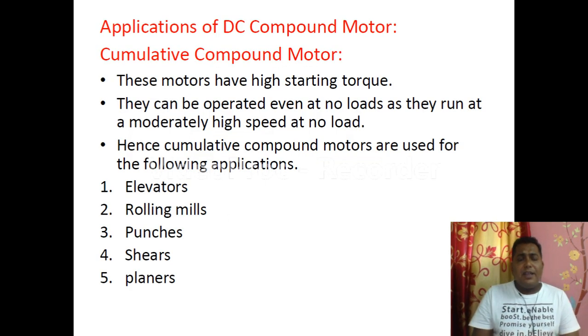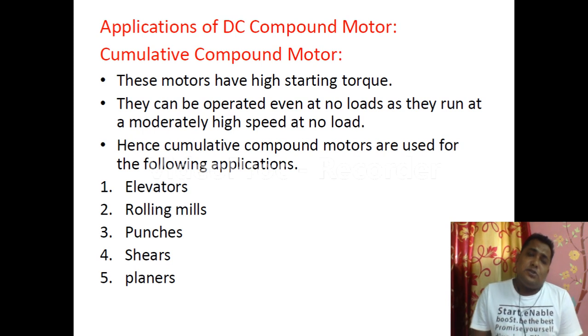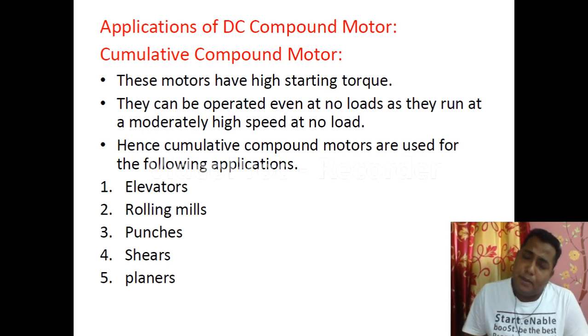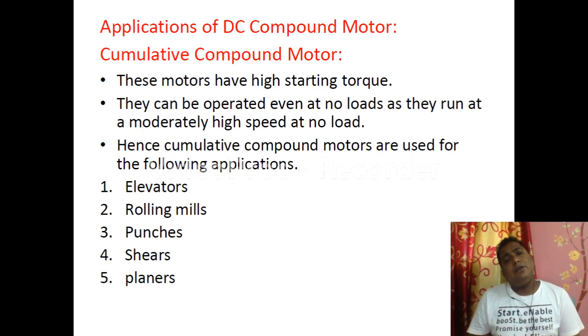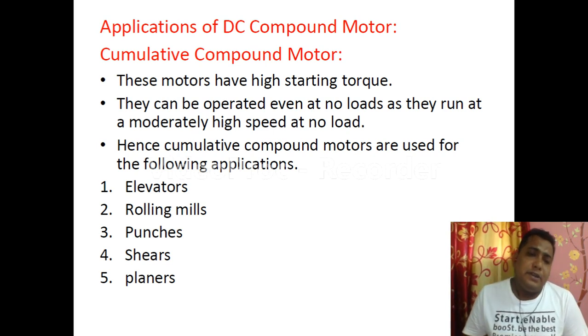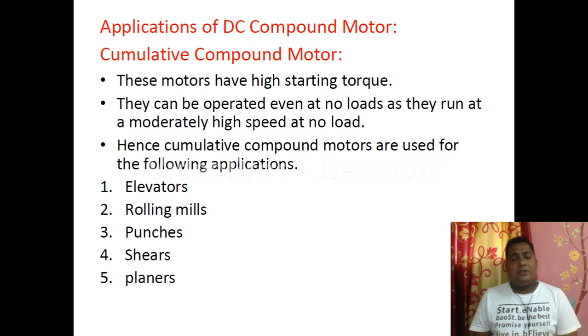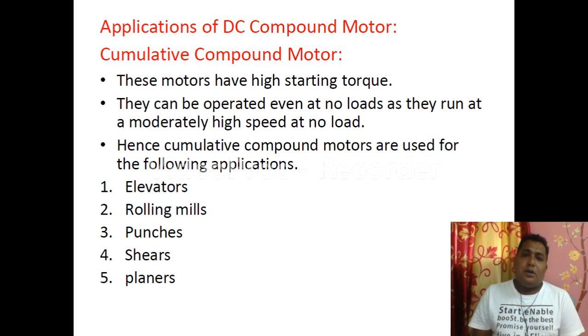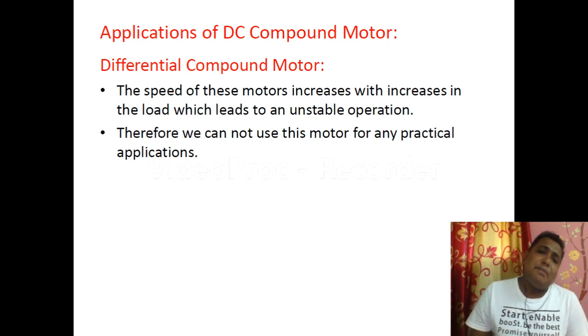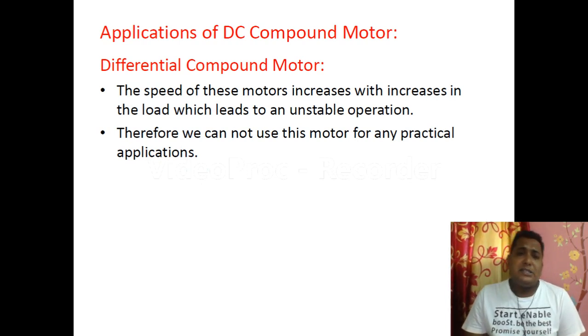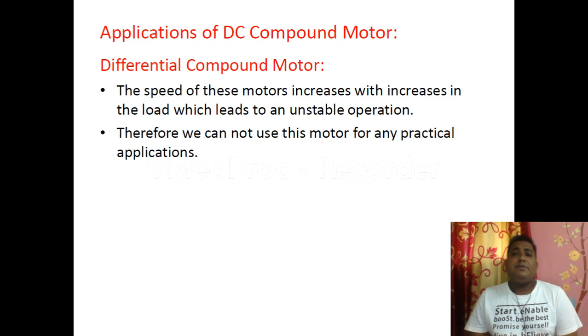Okay, so now this is the application. As you can understand, it has both properties, so it is applicable where we need both properties: elevators, rolling mills, punches, shears, planers. These are the applications of compound motors. Differentially compound motors have some other issues. The speed of this motor increases when we increase the load, which leads to unstable operation. Therefore, we cannot use this motor for any practical applications.